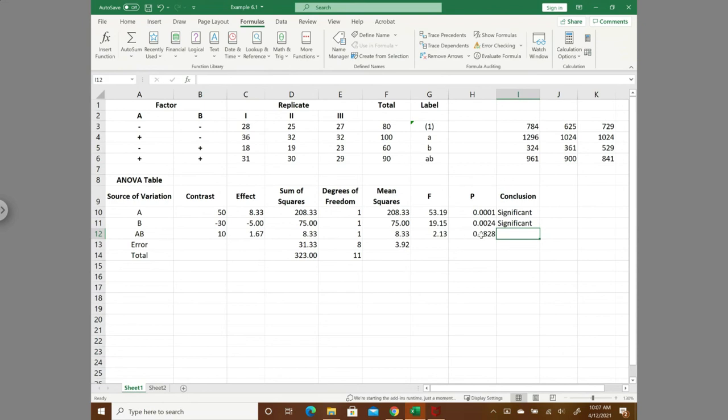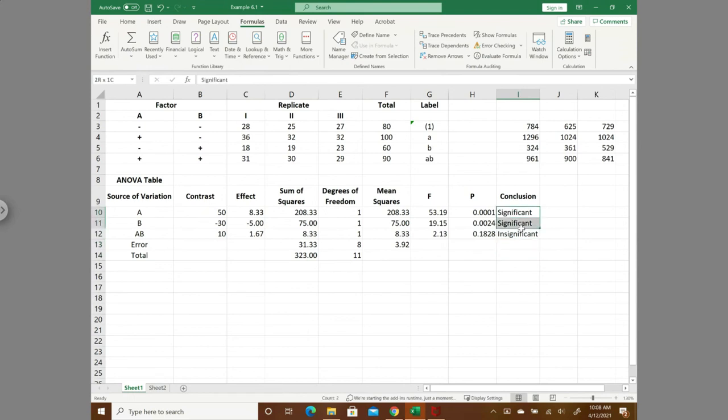And what about the interaction effect? Well, the p-value is higher than the 0.05 value of alpha. So that means the effect of AB, with a very low F score and a p-value that is greater than 0.05, we can safely say that the interaction has no effect, or is insignificant. Insignificant, right? So that's our final conclusion.